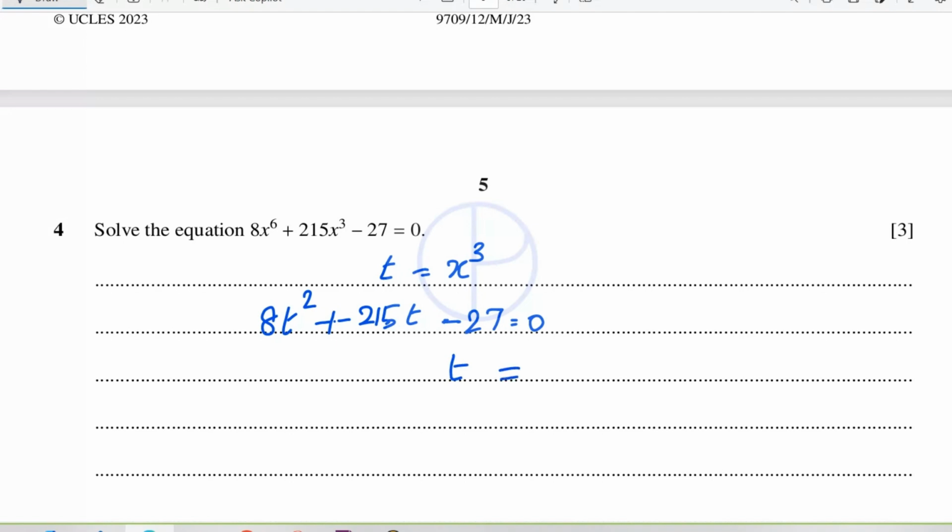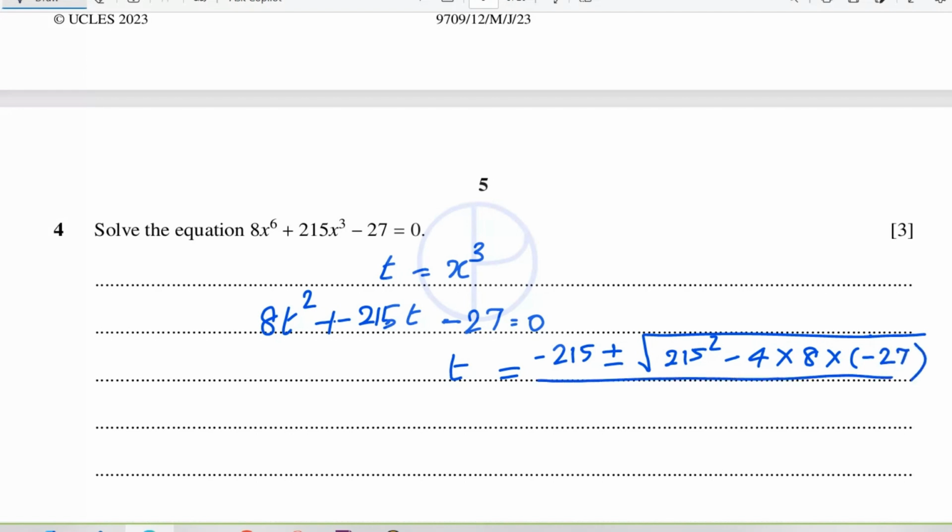So what is t? t is equal to minus 215 plus or minus square root of 215 the whole square minus 4, a is 8, c is negative 27, divided by 2a. A value is 8. On simplification, we get t is equal to 1 over 8 comma negative 27.